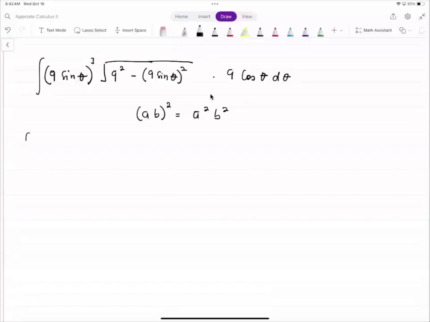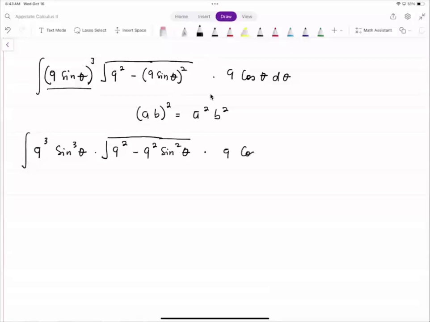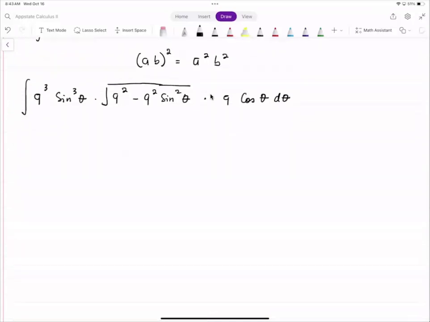So now we have the integral of 9 cubed sine cubed theta, just for this thing here. And then here is also the square root of 9 squared minus 9 squared sine squared theta times 9 cos theta d theta. Now let's try to group like terms here.